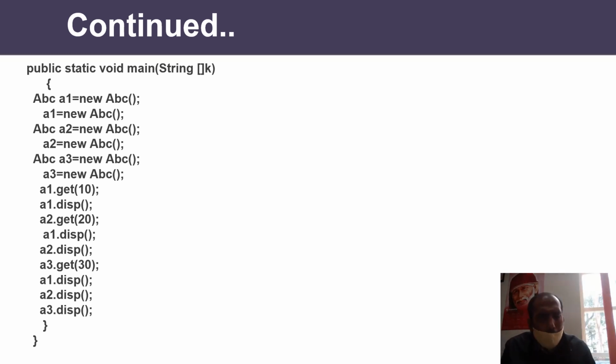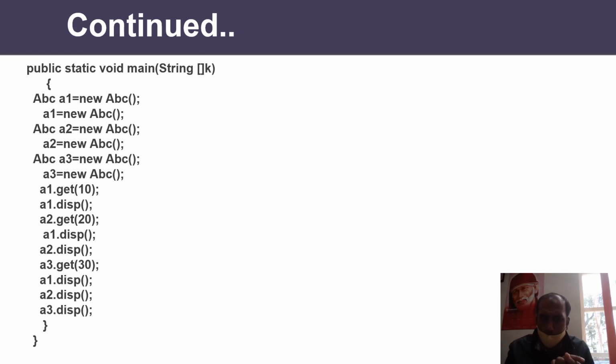I have called the get method on A1 with the value 10 and called A1.display. What will it display? I have again called the get method on A2 and passed the value 20, and called A1.disp and A2.disp. My question to you is: what will be the values of A and B for A1, and what will be the values of A and B for A2?